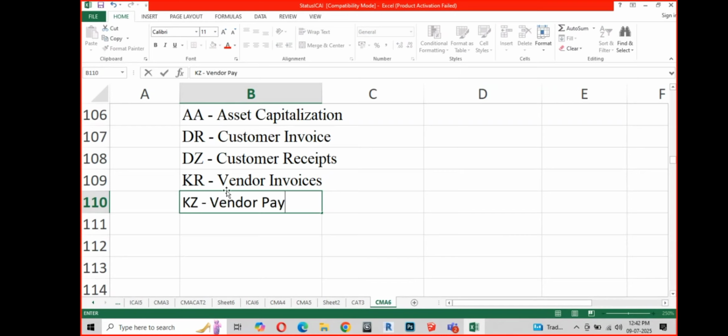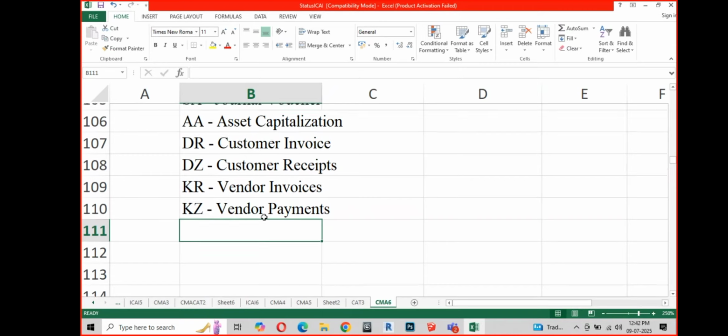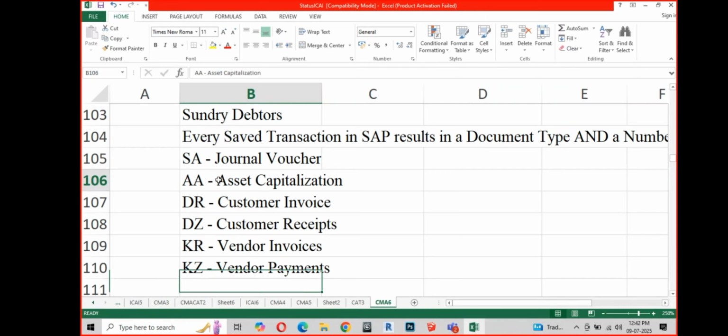Whenever you are dealing, there are many more such standard document types. But what I wanted you to concentrate on is whenever you are carrying out these kinds of transactions, asset capitalization, posting a sales invoice, simply saving a transaction. I sell an item to my customer. I enter the transaction in my SAP system. Clear? So this is exactly what I mean by a transaction.